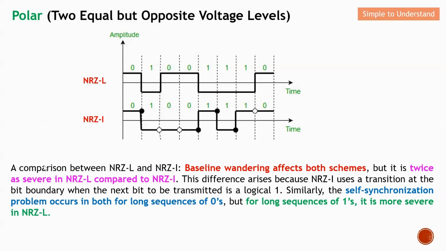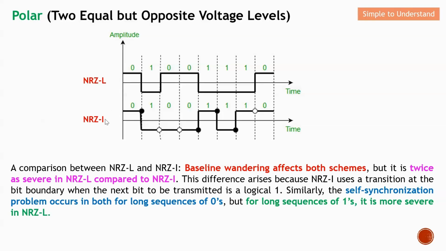Let me do a quick comparison between these two methods, the level and the inverted one. Basically, baseline wandering affects both schemes, but it is twice as severe in NRZ-L as compared to NRZ-I. Imagine if it's a 1, for the inverted I will always do some form of transition, so I may not have this effect of baseline wandering. But if it's still a string of 0s, then I will have the same effect as non-return to zero level. This is the key difference between these two.